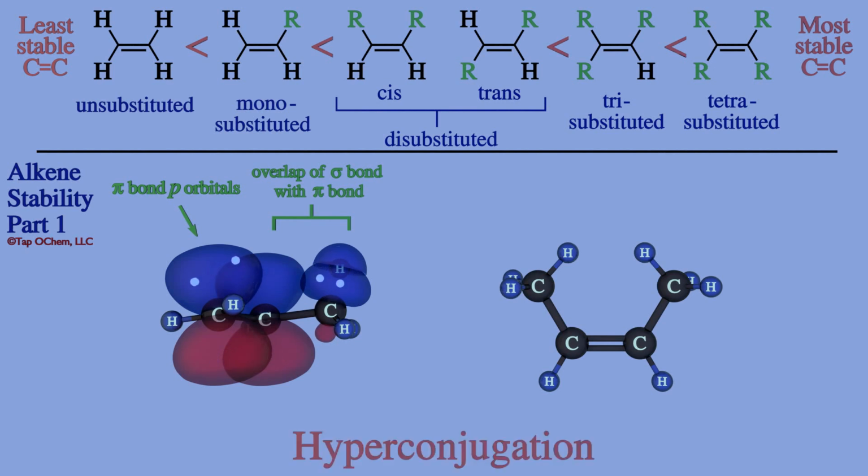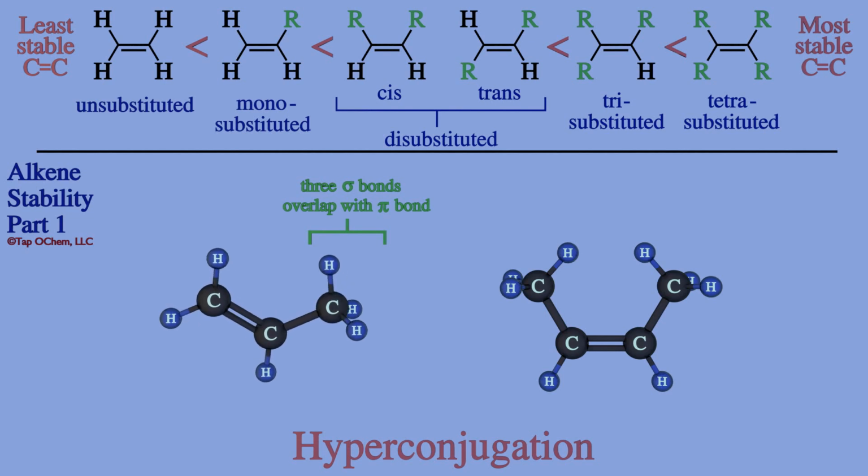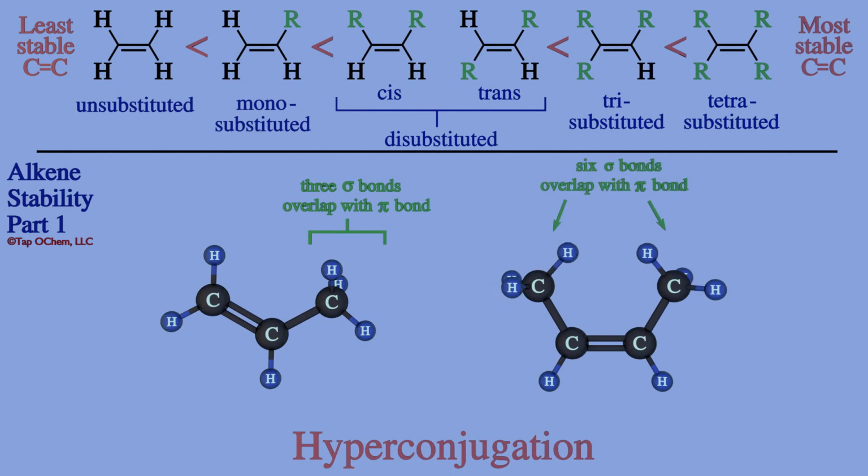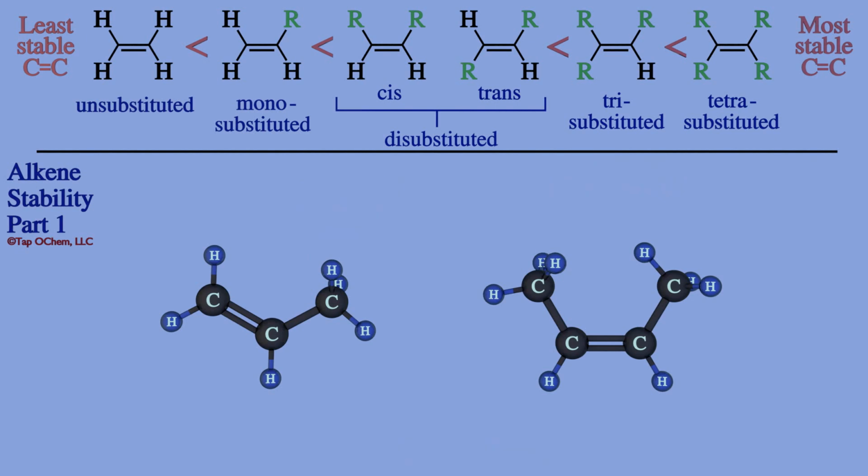A methyl group has three CH bonds that participate in the same way. 2-butene has two methyl groups, or a total of 6 sigma bonds, that can do this. This general trend continues through the series. So with each alkyl group added to the carbon-carbon double bond, we see an increase in stabilization. You may have noticed in the center of the top section that we have two disubstituted double bonds, specifically cis and trans disubstituted alkenes. Do they have the same stability?